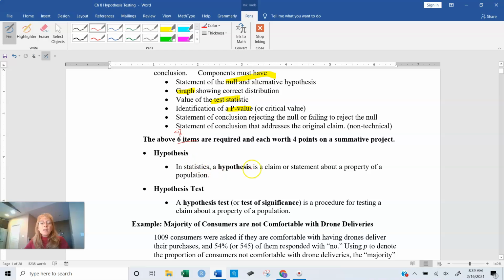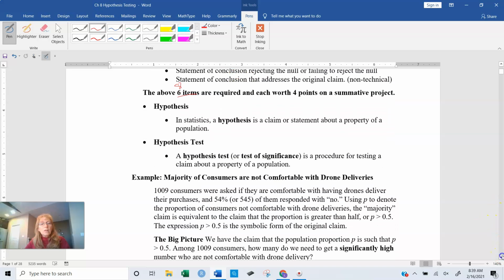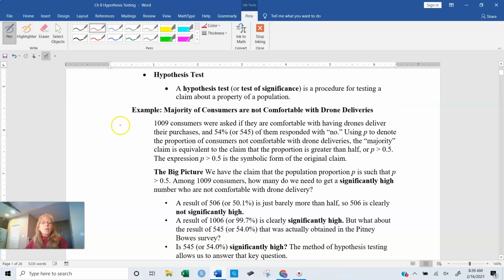Okay, a hypothesis is a claim or statement about a property. So this is what I am claiming is going to happen. The hypothesis test is a procedure for seeing if my claim is correct. And we'll use StatDisk to do all of this. All right, here's an example. The majority of consumers are not comfortable with drone delivery. So this is what I am claiming.